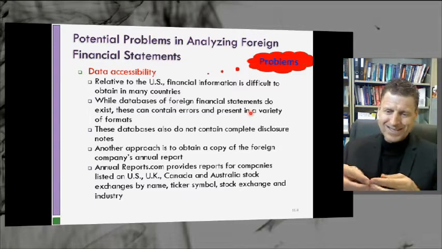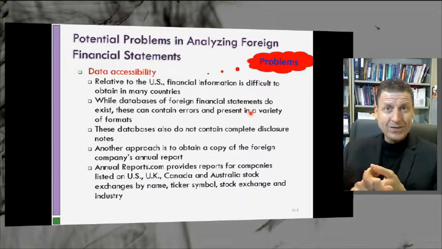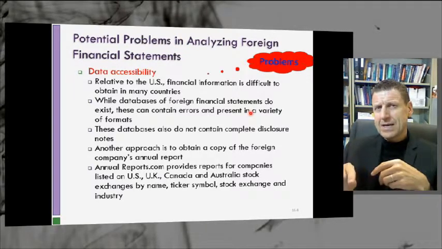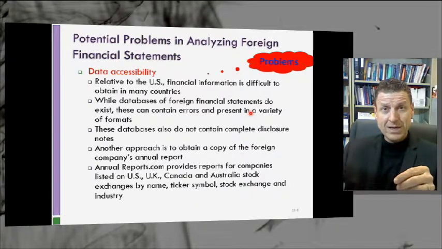All right, now we want to get into some of the problems. We've looked at some of the reasons why we want to do this. Here are the problems. Well, number one, data accessibility. Financial information is difficult to obtain in many countries. Fortunately, in China, you can get information on private companies. You have to pay for it. Most of the information is in Chinese, and you normally get a lawyer to get that information for you.